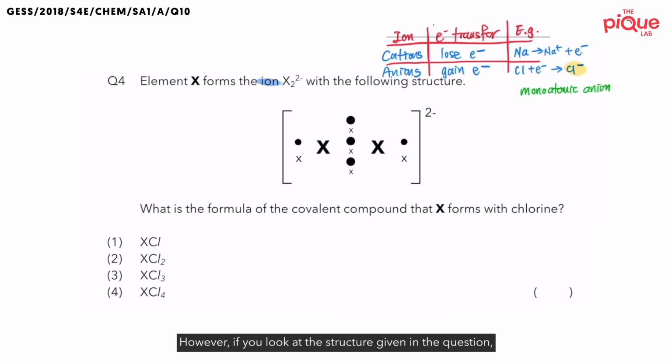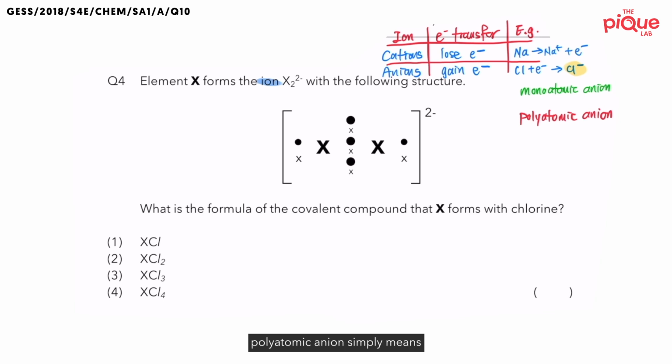However, if you look at the structure given in the question, this is actually an example of polyatomic anion. What is the meaning of polyatomic anion? As you might have guessed, polyatomic anion simply means that this anion is made up of more than one atom. In fact, besides this polyatomic anion, there are also several other polyatomic anions that you have learnt. Can you recall them? The hydroxide anion is a type of polyatomic anion, and it has the formula of OH-.